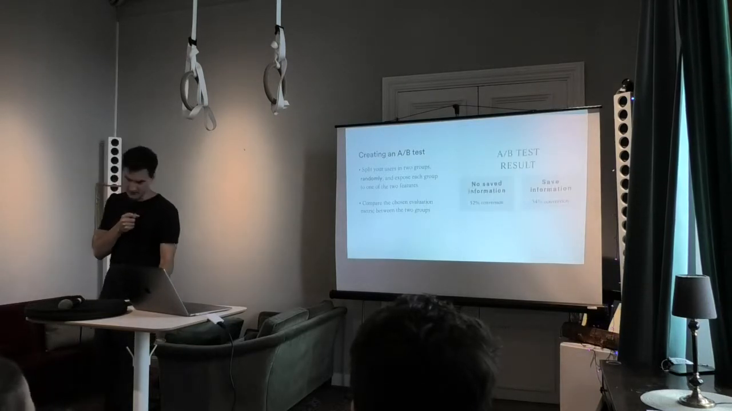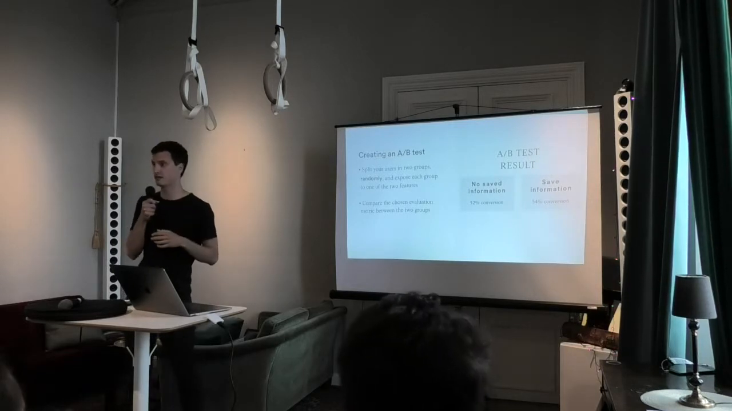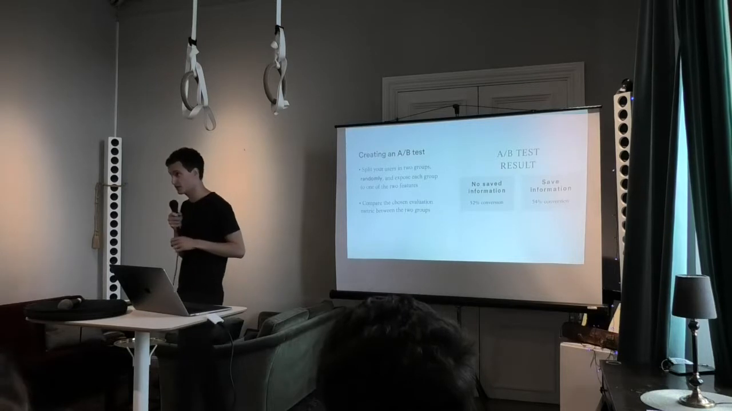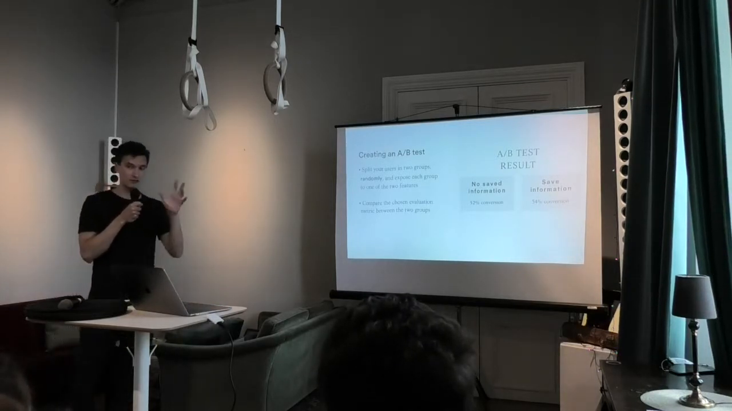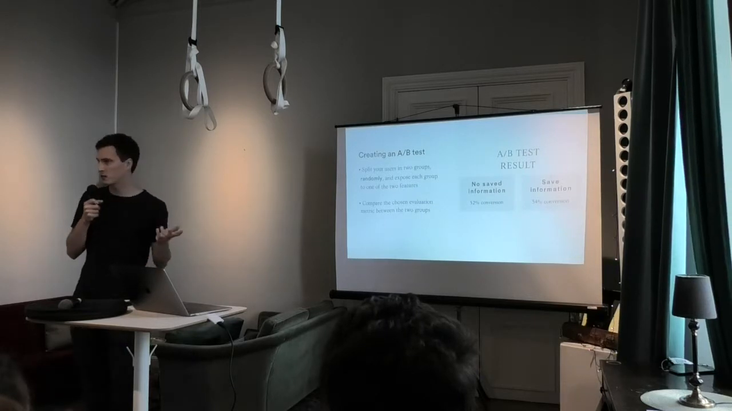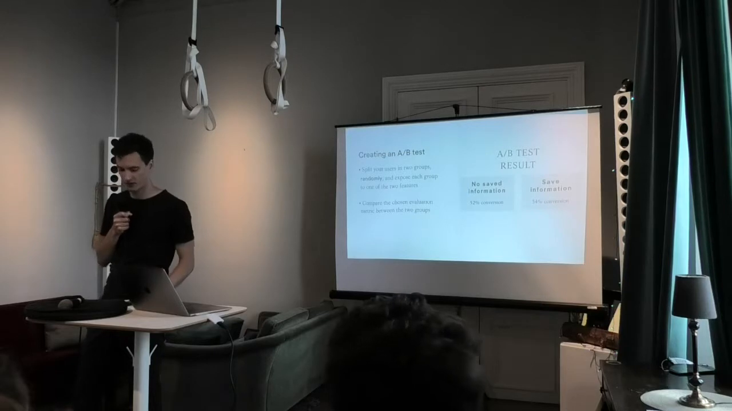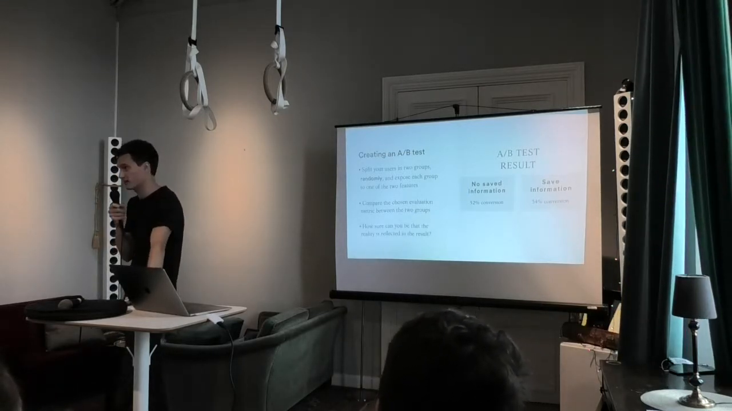So, in our example, we got an A/B test result. In the old version, feature A, where we didn't save the information, we got a conversion rate of 52%. In the new feature, we got a conversion rate of 54%, so we got a small improvement. Another big question arises, which people tend to fail on interpreting. How sure can we be that the reality is reflected in this result?